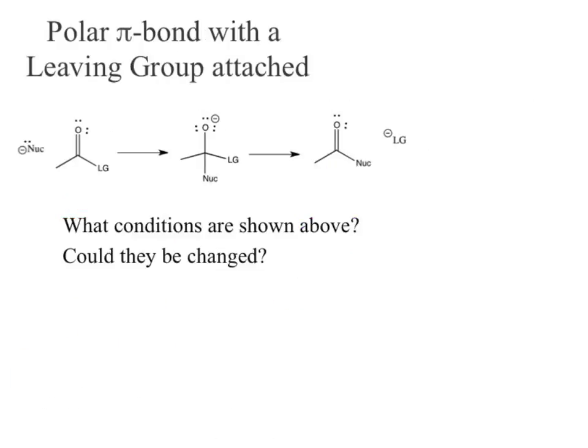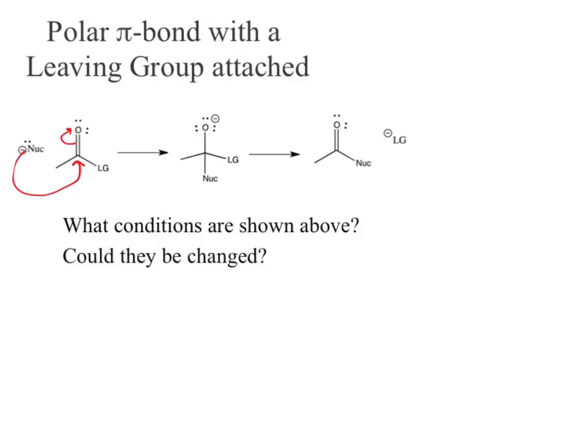So, polar pi bond, all the way back to the reactions that we should be excited about. Polar pi bond with a leaving group attached. What happens? Our nucleophile comes in and attacks our electrophile. We need to then break a bond because that carbon has too many bonds. What bond should we break? Why the pi bond and not the bond to the leaving group? Because it's higher in energy. The pi bond is higher in energy than the sigma bond. We should break the pi bond first.